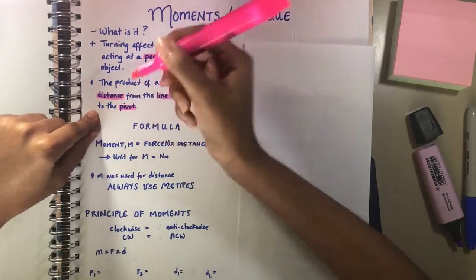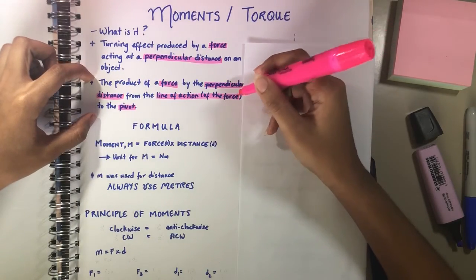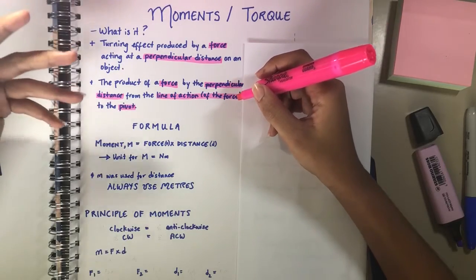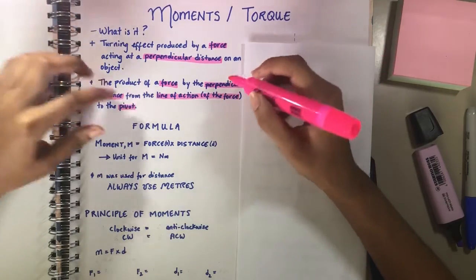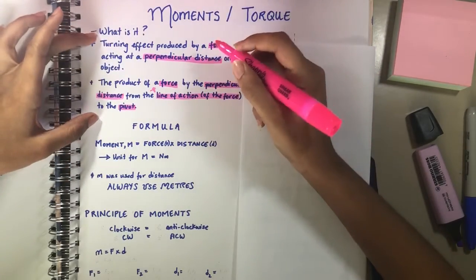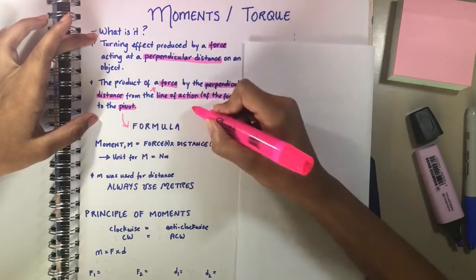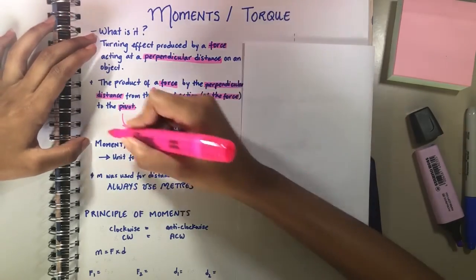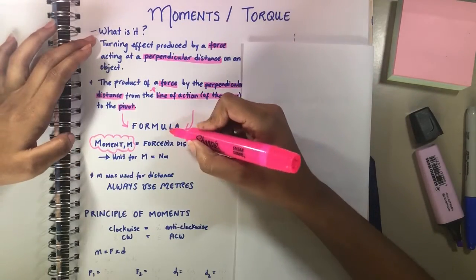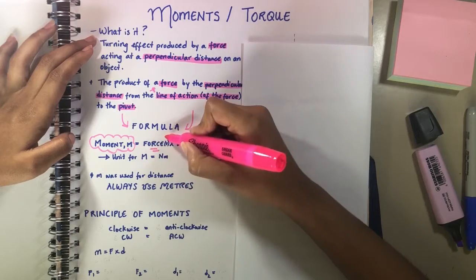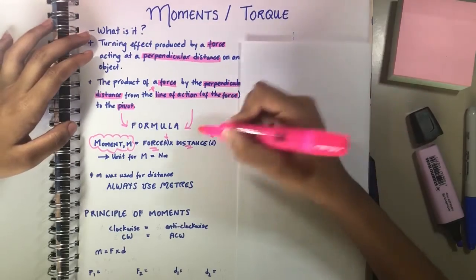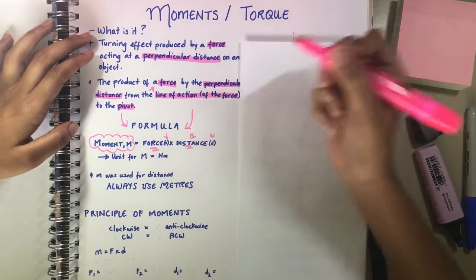to the pivot. Now this definition is very important because when we go into actually calculating perpendicular distances and stuff like that, for these calculations we would be looking at the line of action of the force. Now from these two definitions we can get the formula. So a moment, or M, is calculated by multiplying the force F by the distance D, right? Distance being perpendicular distance, right?